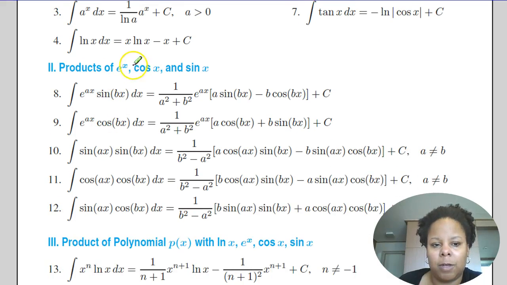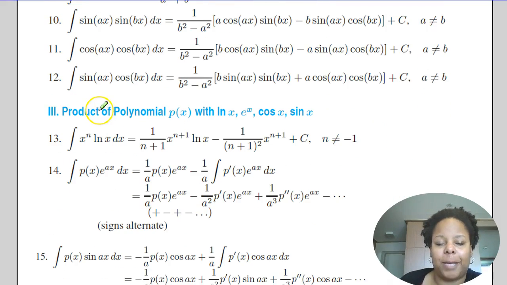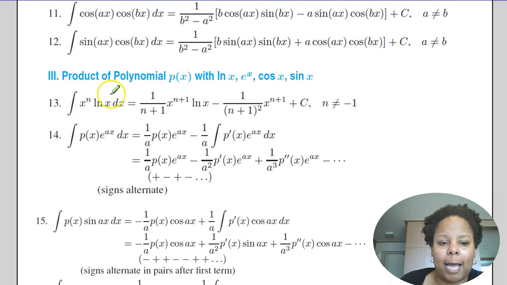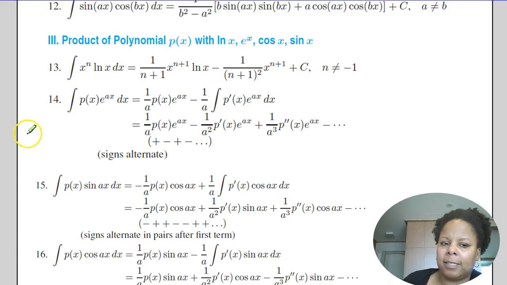2 is the products of e to the x, cosine of x, and sine of x. So if you have integrals that involve multiplying e to the x and sine of x, or e to the x and cosine of x, or just cosine of x and sine of x, the table of integrals is for you. If you have problems involving a polynomial being multiplied by either natural log, e to the x, cosine of x, or sine of x, then this is section 3.